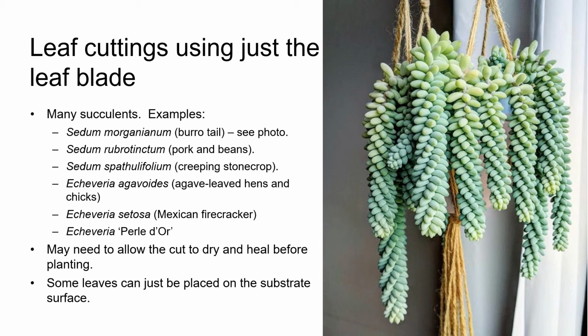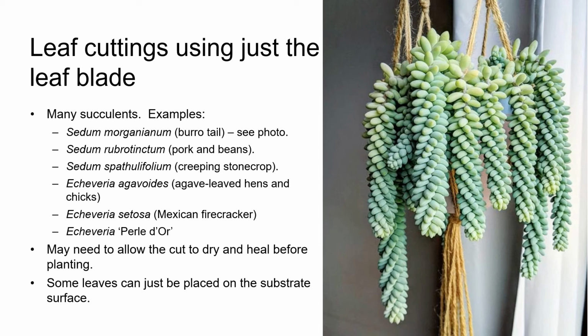Many succulents, especially species in the Crassula family, such as the sedums and many of the echeverias, can be propagated using just the leaf blade. In the garden, several of the sedums self-propagate by dropping leaves that then root. Some succulents root more successfully if you allow the cut area to dry out and heal before planting the cutting. This healing of the cut surface helps to prevent soil-borne pathogens infecting the cut and causing the leaf to rot. And the healing process can take several days to about 2 weeks.